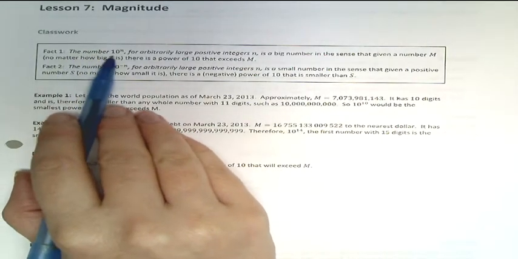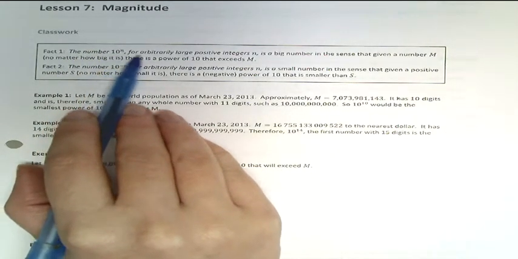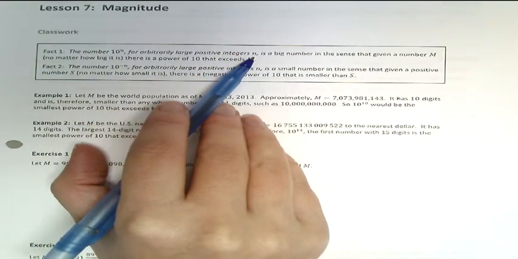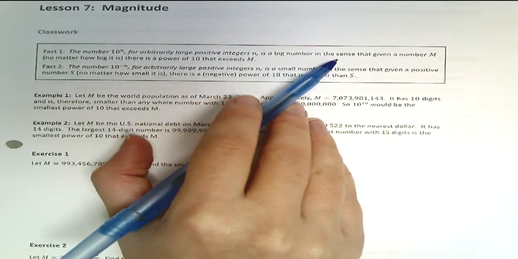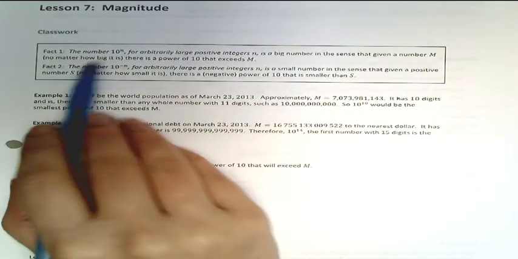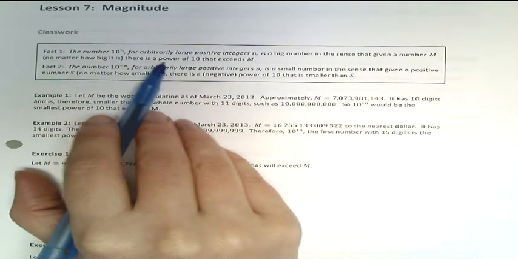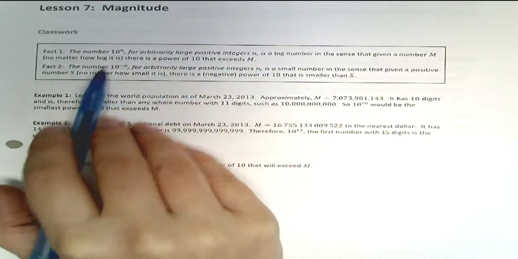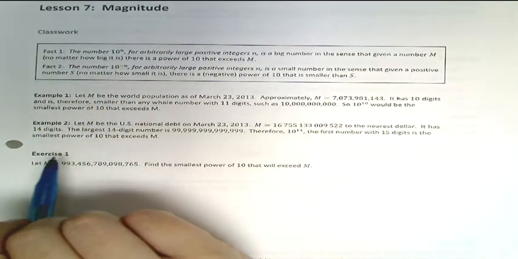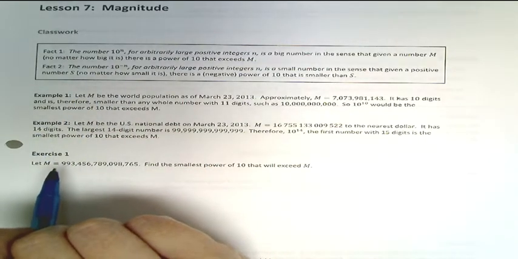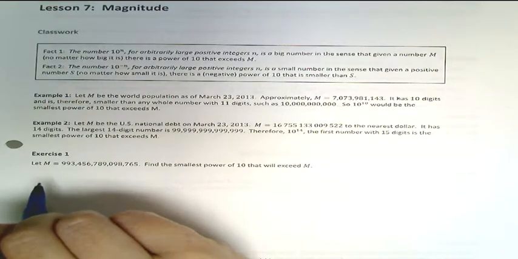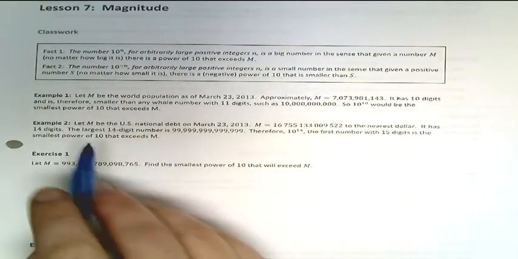So the fact 1, the number 10 to the nth for arbitrarily large positive integers n is a big number in the sense that given a number m, no matter how big it is, there is a power of 10 that exceeds m. Any big number can be written with a power of 10, and that power of 10 will exceed that big number. So let's look at example 2.